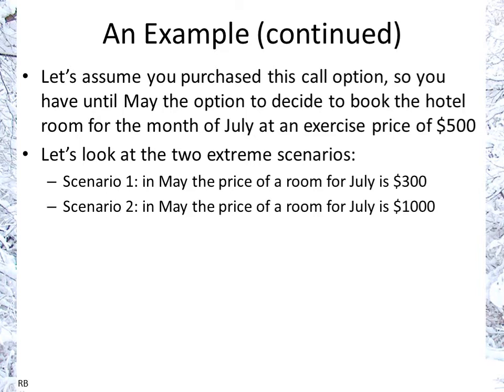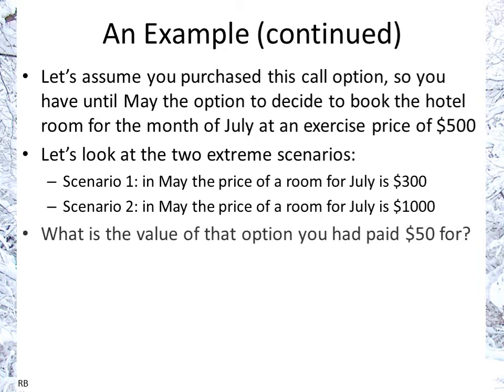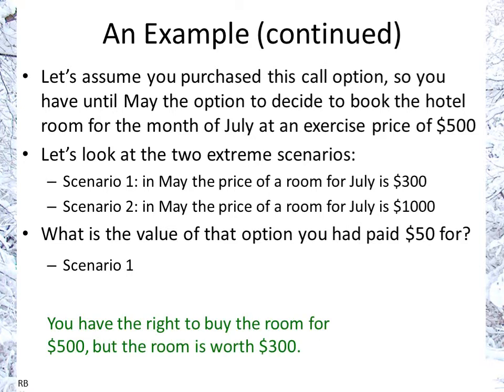And in scenario 2, by May, the price for a room in July would be $1,000. So what is the value of the option that you paid $50 for? That's the option premium that you paid. Now, under scenario 1, you would have the right to buy the room for $500. However, the room is only worth $300. So what is that worth?